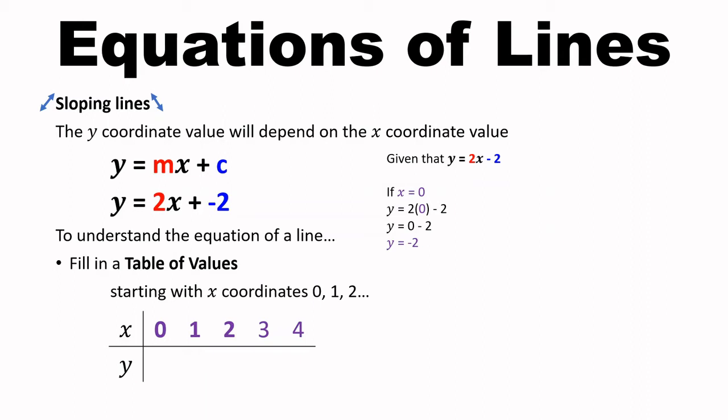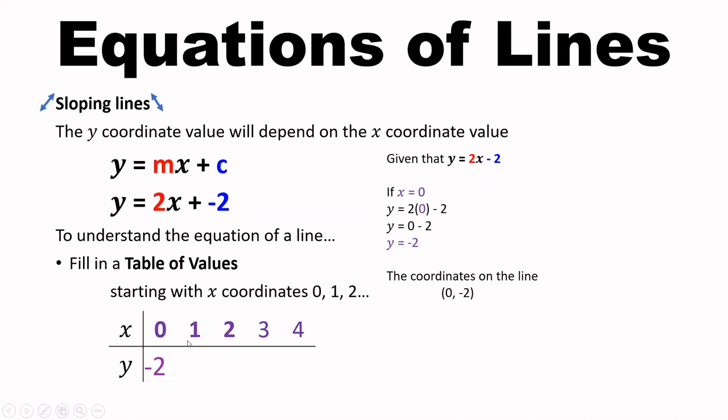So we can fill in our table of values: when x is equal to 0, y is equal to minus 2. So now that I have a y coordinate value to go with this x coordinate value, I have an xy coordinate, a point that falls on this line, and that's the point (0, -2). X before y, walk before you fly. Let's try and find another point on this line.